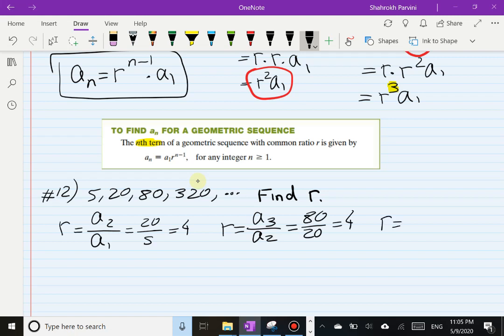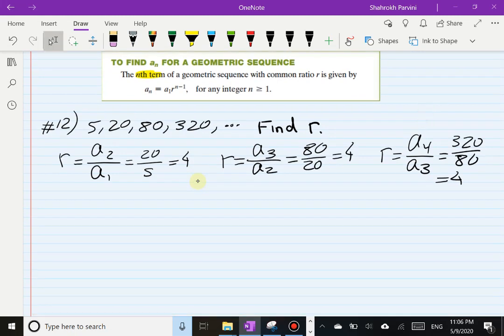If you want, divide the fourth term by the third term. That gives you 320 divided by 80, and again, 4. So it doesn't really make a difference. Again, personally, I do second by first because it's right up front in front of me, and usually those are smaller numbers, maybe. Or it could be larger, it doesn't matter, as long as there are 2 numbers there. So there you go. We are done with number 12.